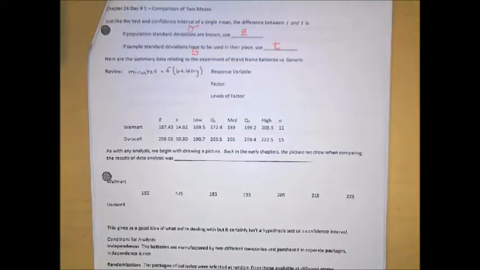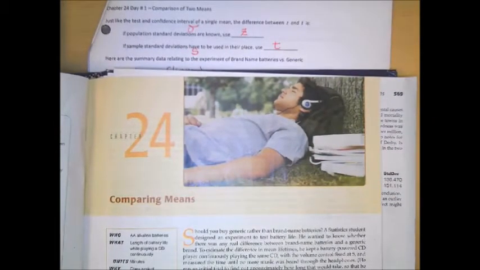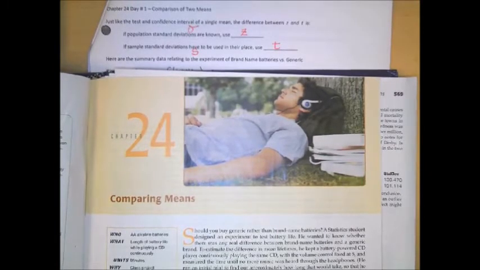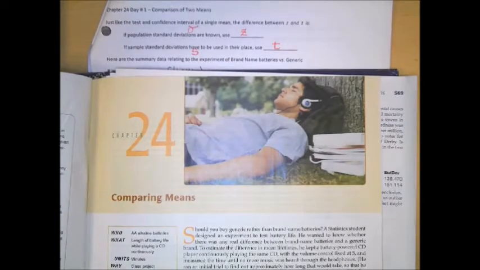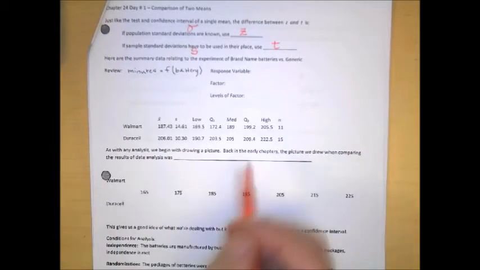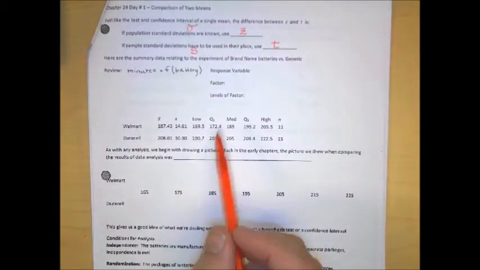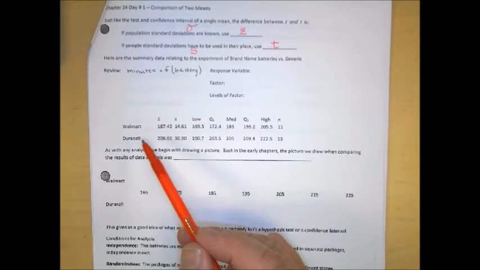Okay, now chapter 24 begins in the book with this guy. He's just sitting back. He's probably in between classes at college, and he's listening to his Walkman. Notice the cords. He doesn't have AirPods because this was like back in 2002. Now, what we are going to do is compare batteries that we get at Walmart, the Walmart brand batteries, and Duracell batteries to see, does one of them last longer?